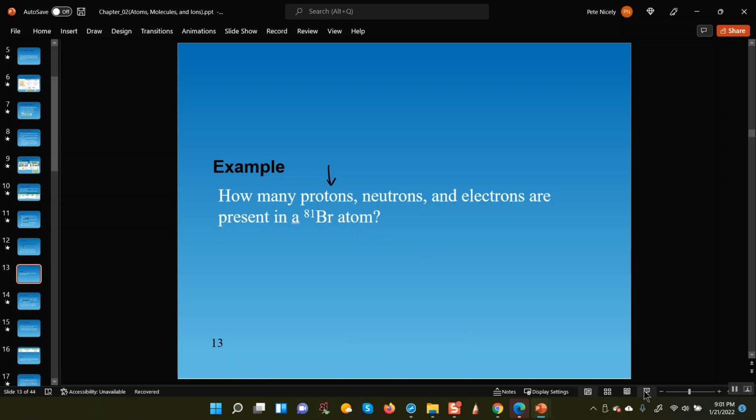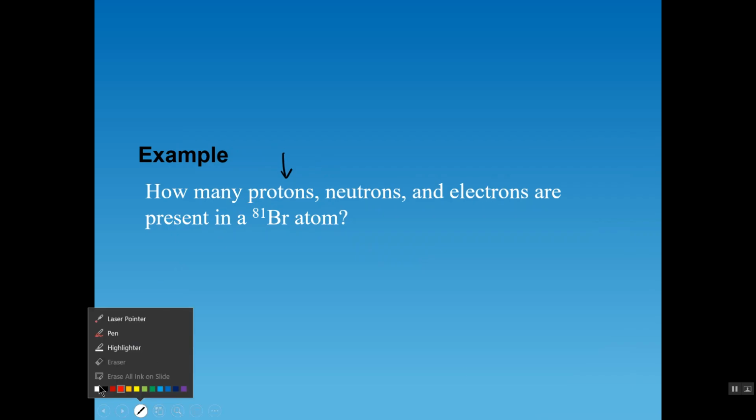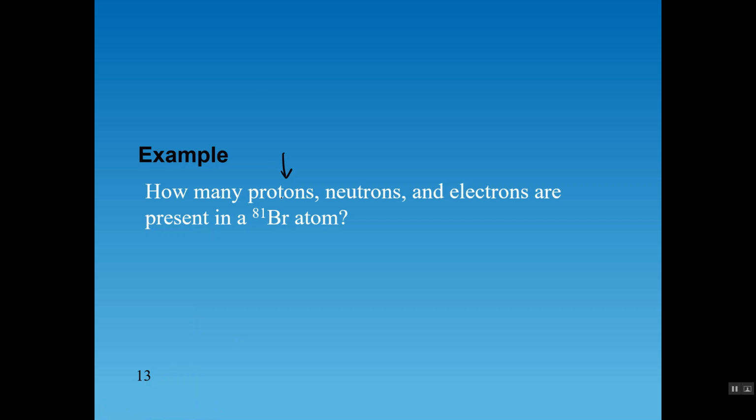Let me go back to full screen. Okay, so this is 35. This also will be 35 because for any atom, the protons and electron numbers will be the same. And then for neutrons, it's 81 minus 35. 81 minus 35 gives 46. So the number of neutrons present in this particular isotope is 46. All right. So that's a relatively simple example illustrating the relationship between the number of protons, neutrons, and electrons, and the isotopic symbol.